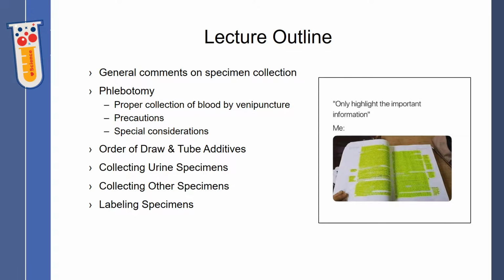So just a quick outline of what we're discussing today. I have a few general comments about specimen collection. Then we'll discuss phlebotomy to include the proper procedure for venipuncture, precautions to take, and special considerations you should be aware of. We'll also talk about the order of draw and tube additives, and then move on to collecting other specimens like urine, body fluids, swabs, sputum, and so on. And finally, we will discuss labeling specimens in a little bit more detail.